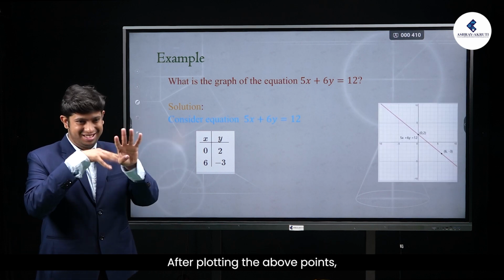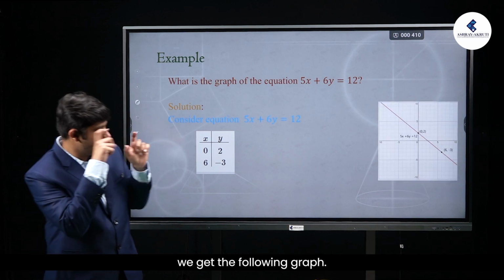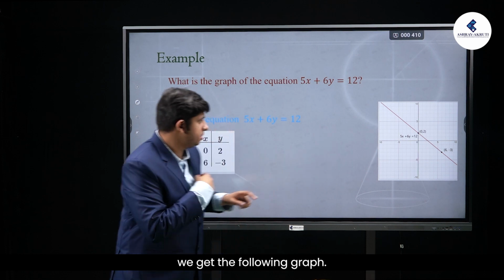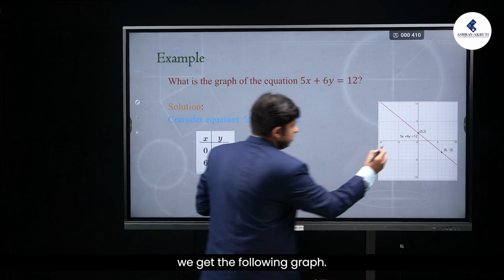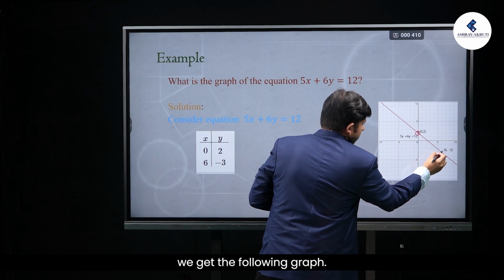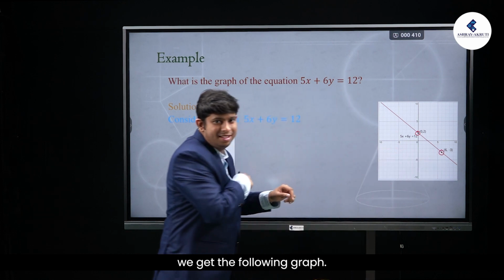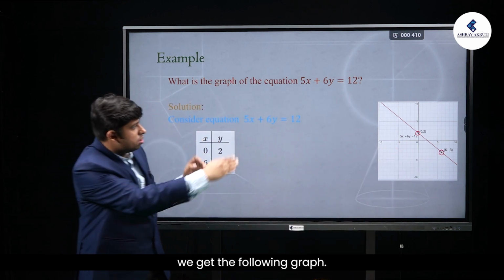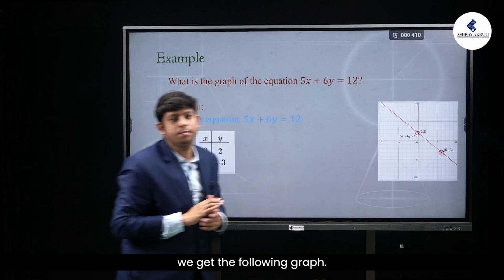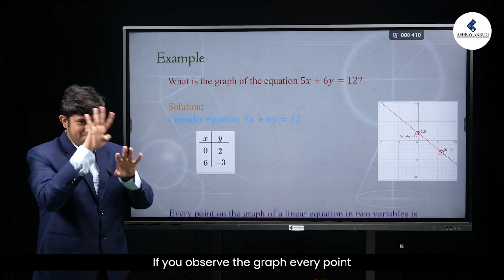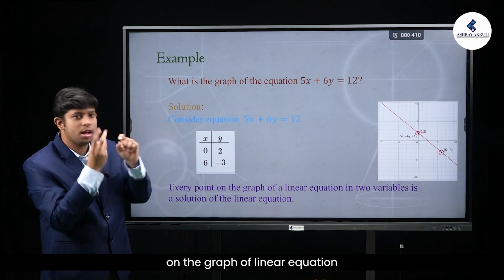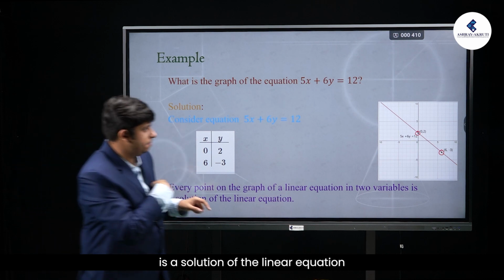After plotting the above points, we get the following graph. If you observe the graph, every point on the graph of a linear equation in two variables is a solution of the linear equation.